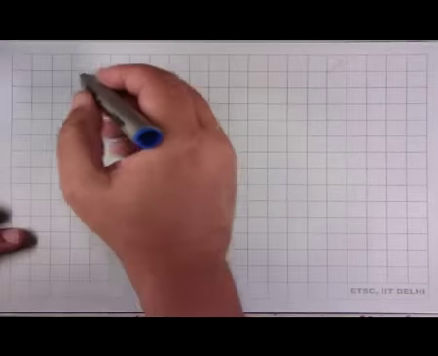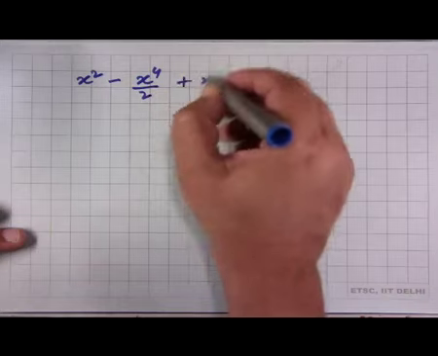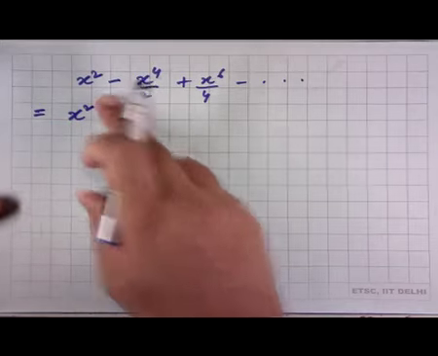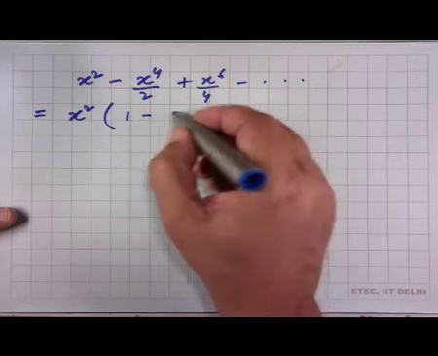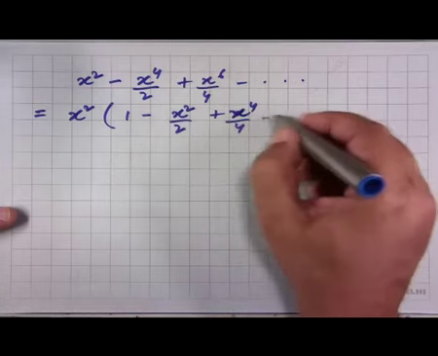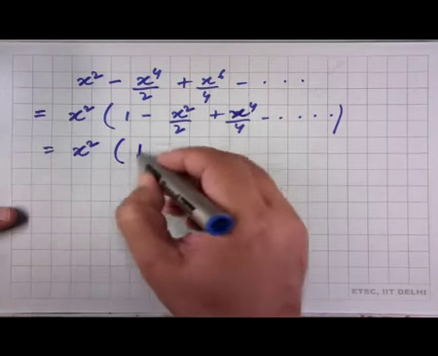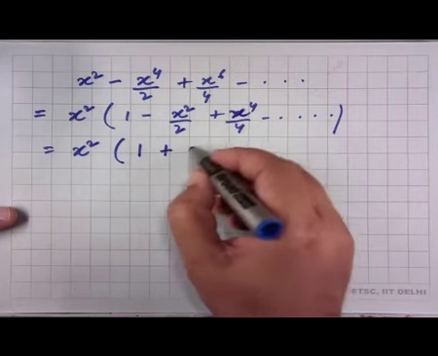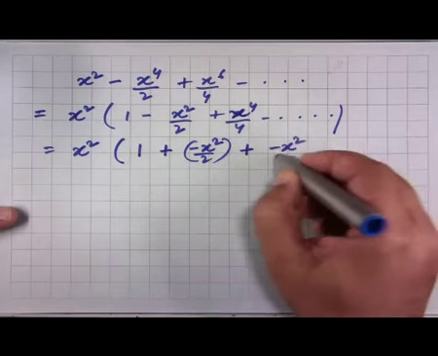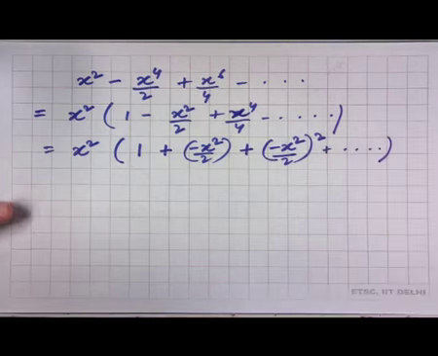So, this other sequence, which is the argument of the cos inverse function, is x square minus x^4 over 2 plus x^6 over 4 and so on, which can be written as x square, since x square is common to all the terms, times 1 minus x square over 2 plus x^4 over 4 and so on, which is equal to x square times 1 plus (minus x square over 2) plus (minus x square over 2) whole square and so on.